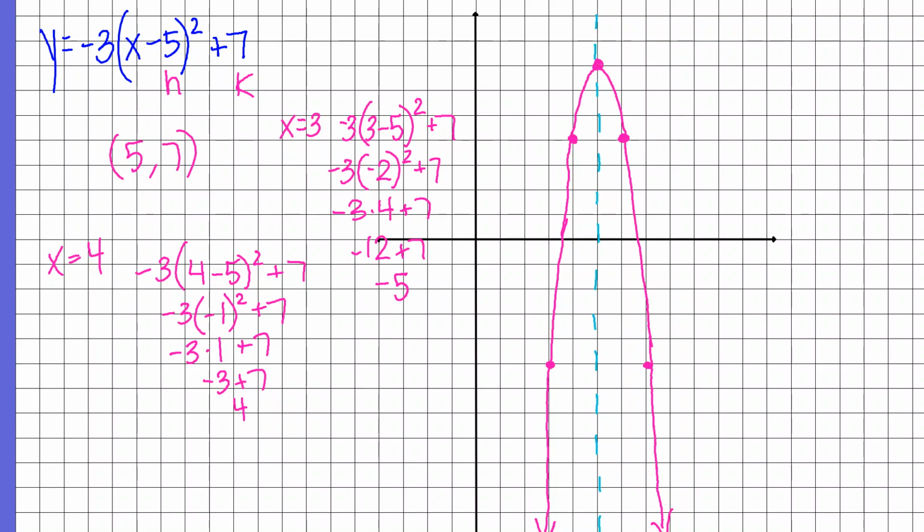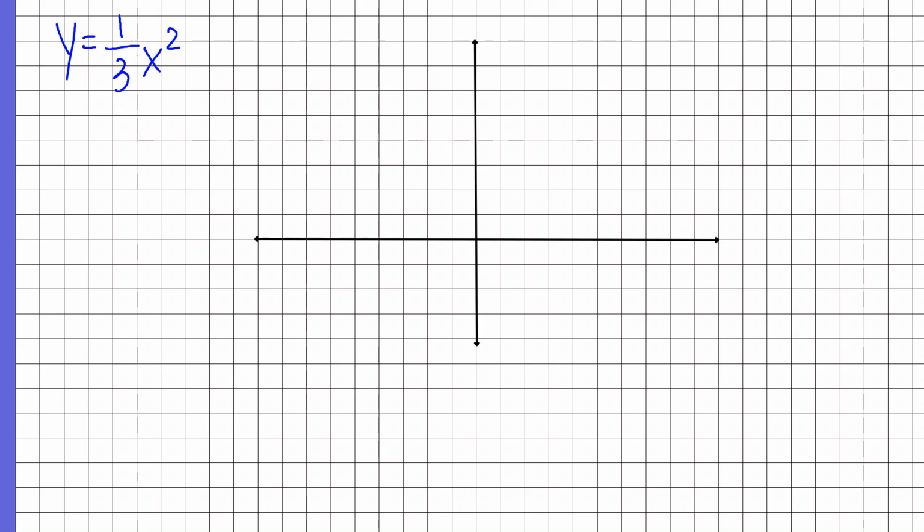So once again, we found the vertex. We drew the axis of symmetry. And then we just chose a couple points to plug into that equation to figure out its corresponding y values. And once you have one point, you can always just reflect it over to the other side. Okay, let's do one more together.